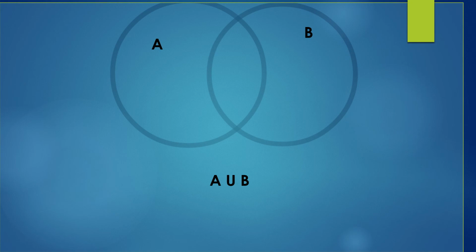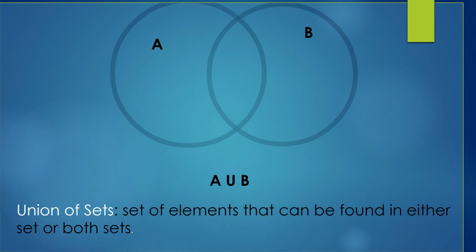Now, what about A union B? The union of sets is a set of elements that can be found in either set or both sets. Which means all the elements that can be found, just enumerate all the elements in set A, in set B, and also the elements that can be found in both sets.